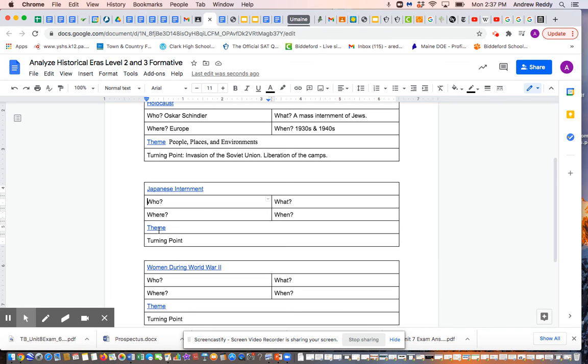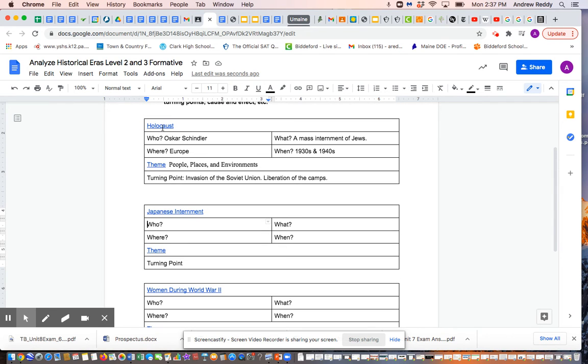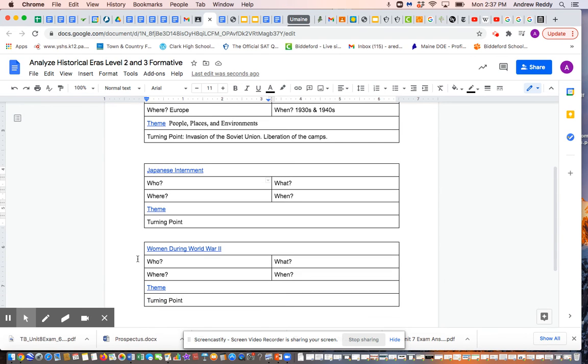You're going to pick another theme, and you're going to talk about a turning point. What was one of the things that changed, that brought about a change? Going back to the Holocaust, when the invasion of the Soviet Union occurred and the liberation of the camps occurred, that signifies a turning point or change in the history of the Holocaust. So what was one of those things that brought about a change in the history of the Japanese internment?